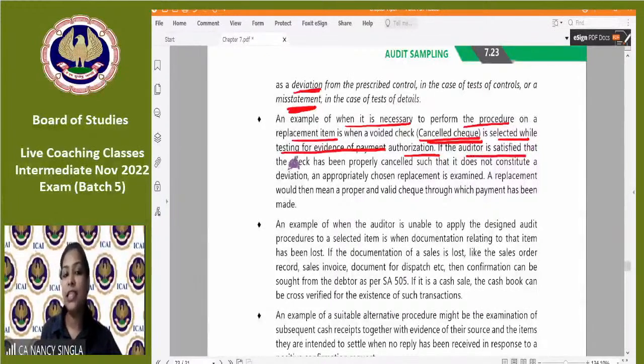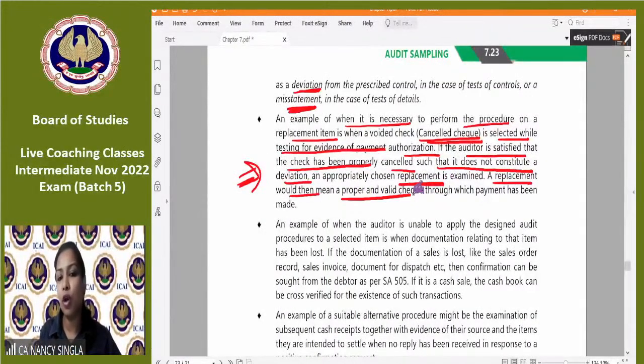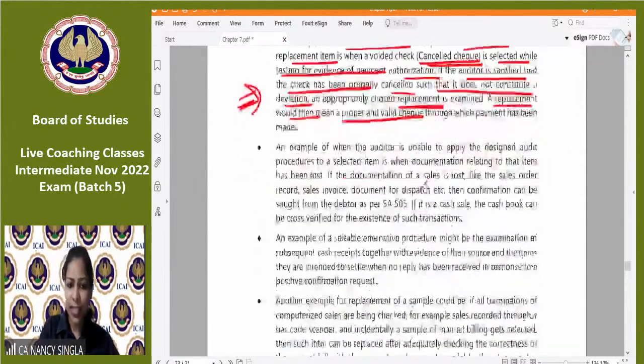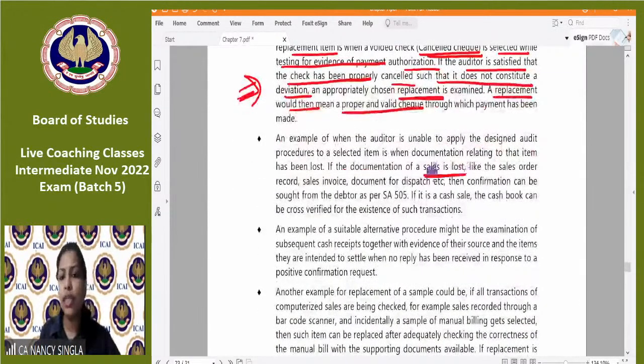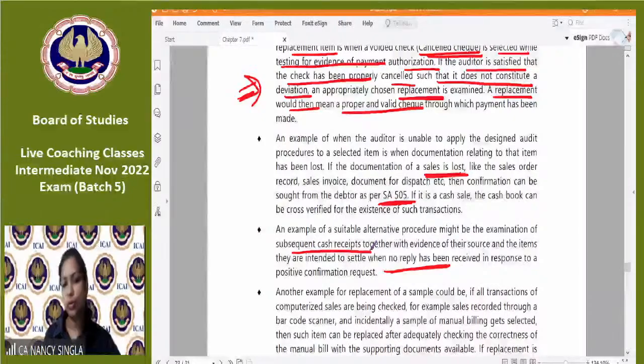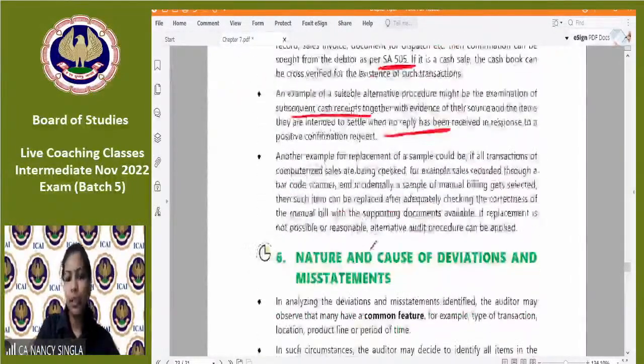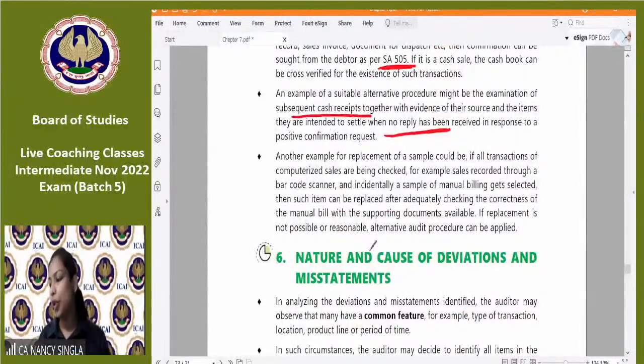If the auditor is satisfied that the check was properly cancelled such that it does not constitute a deviation, ये deviation नहीं है, तो auditor क्या करेगा? Replacement ले लेगा. A replacement would then mean a proper and a valid check. Same way, if any of the documentation of sales is lost, तो alternate procedures करो ना, ऐसे 505 करो. Even if no reply is received, तो subsequent cash receipts को check करो, right? So this was about our audit procedures.